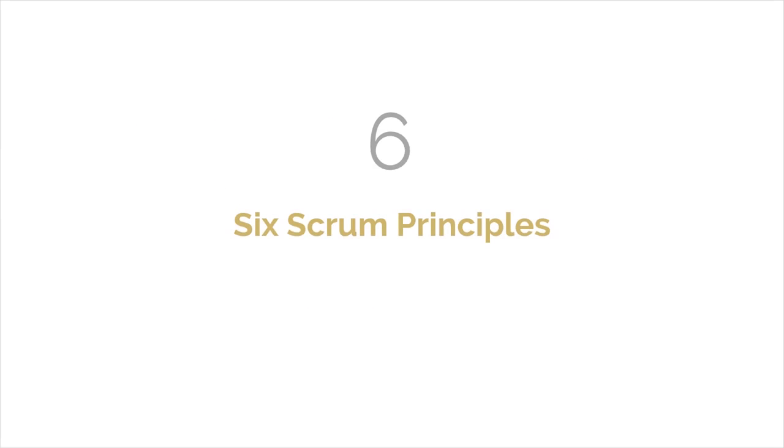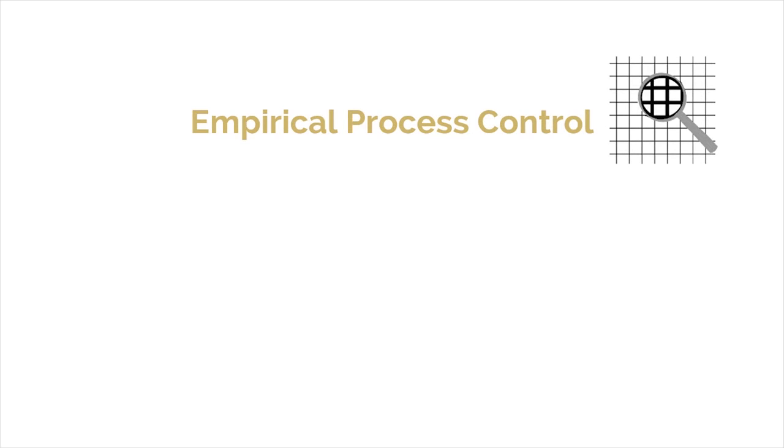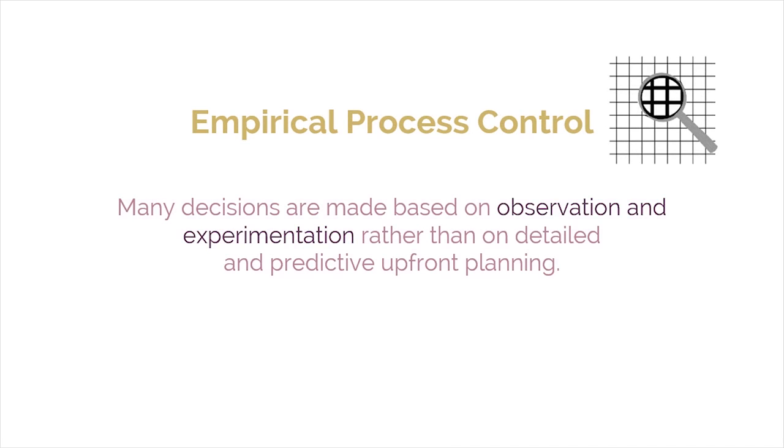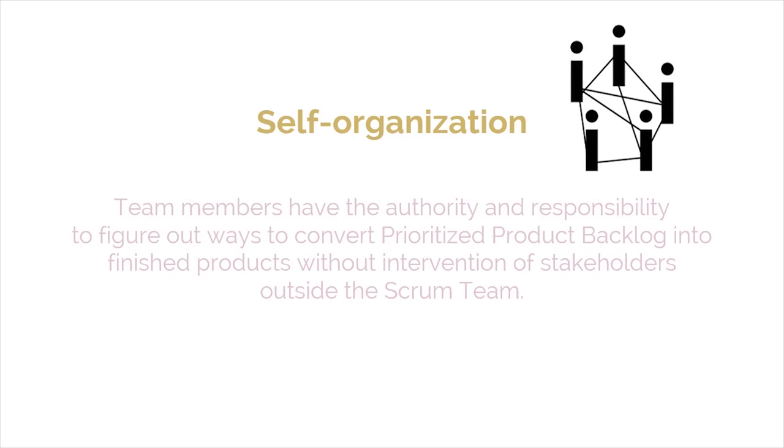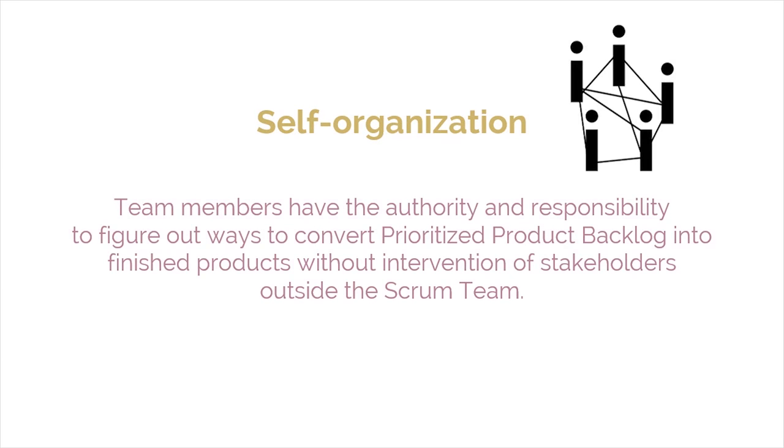The 6 Scrum principles include the following: empirical process control, in which many decisions are made based on observation and experimentation rather than on detailed and predictive upfront planning. Self-organization, which implies that team members have the authority and responsibility to figure out ways to convert the prioritized product backlog into finished products without the intervention of stakeholders outside of the Scrum team.